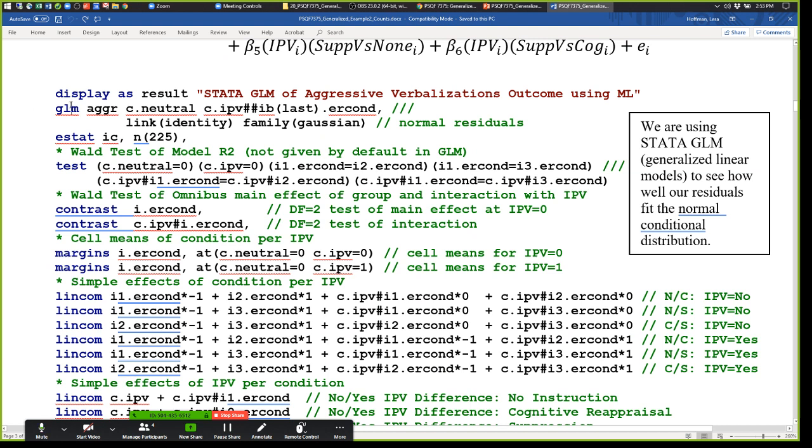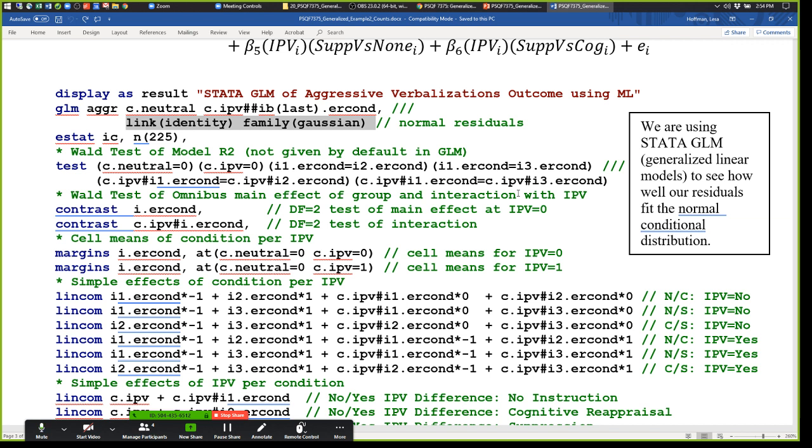I am using something called GLM in Stata. That stands for generalized linear model, even though GLM to me stands for general linear model, but whatever. What does link identity and family Gaussian suggest to you? What kind of model is this? And feel free to read from the screen. Normal. Gaussian means normal.